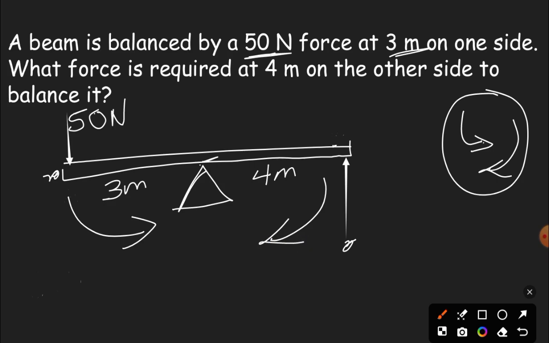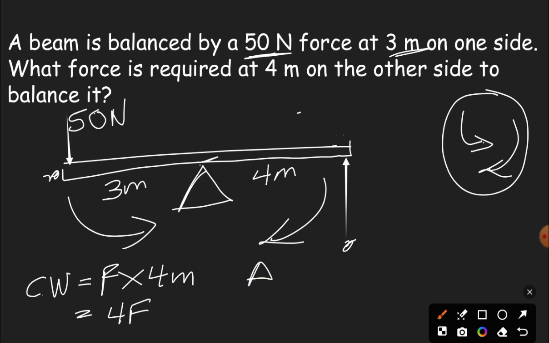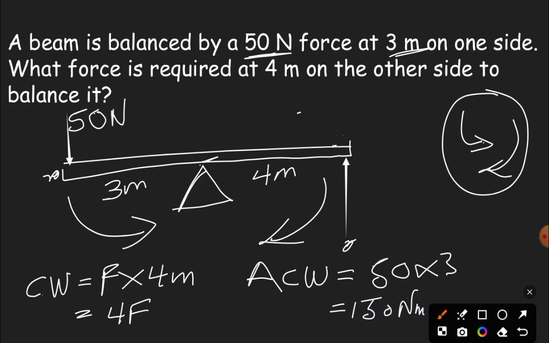So on this beam, which one will we call anticlockwise? So on the right side, this is the clockwise. So clockwise moment equals a certain force we don't know multiplied by the distance, which is 4 meters. So the clockwise moment will give us 4F. Now anticlockwise moment, which I'll use ACW, 50 multiplied by 3. We have 150 Newton meter.